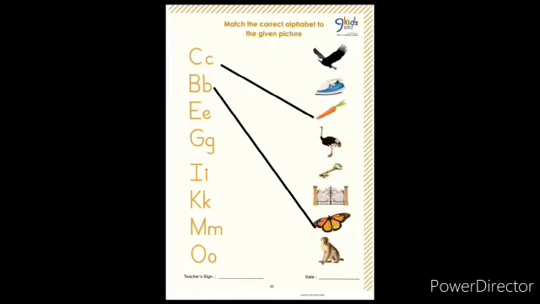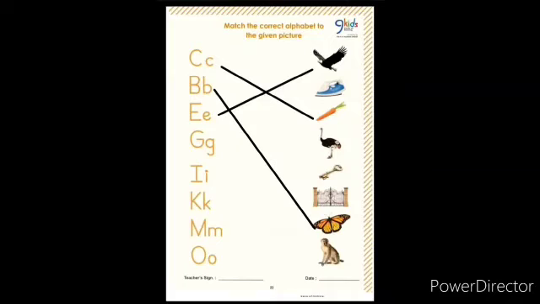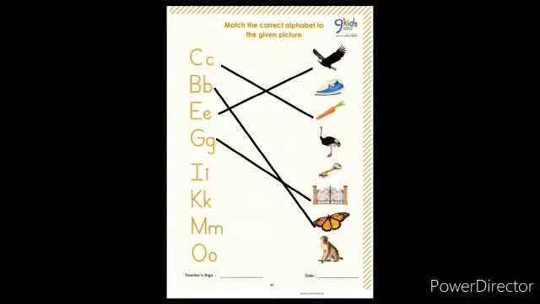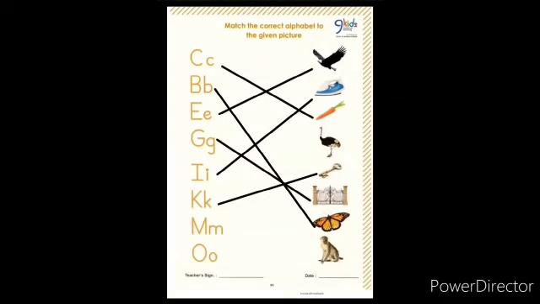Next alphabet is E. E for eagle. Next alphabet is G. G for gate. Next alphabet is I. I for iron. Next alphabet is K. K for key. Next alphabet is M. M for monkey.